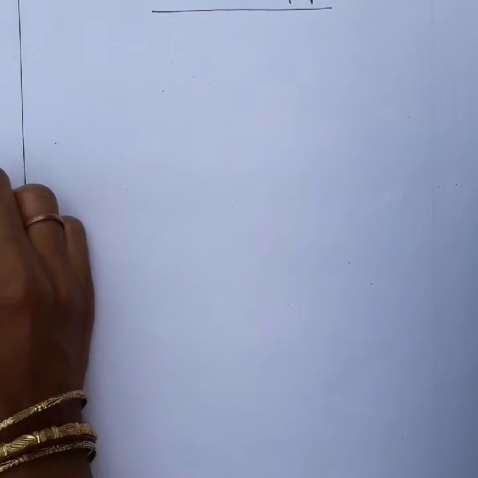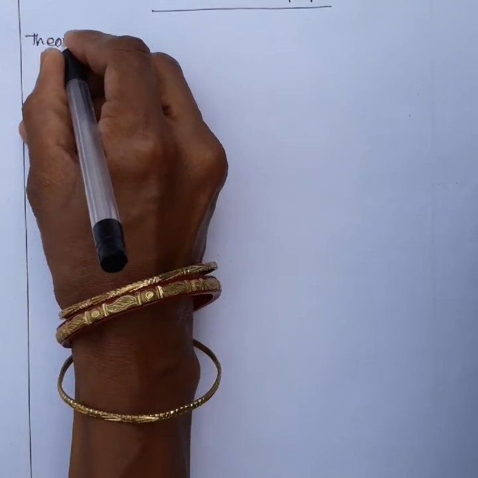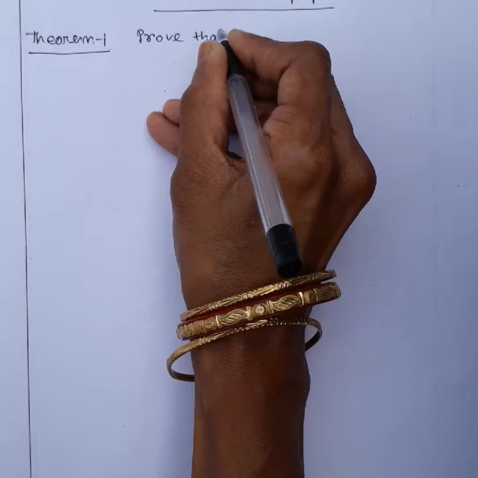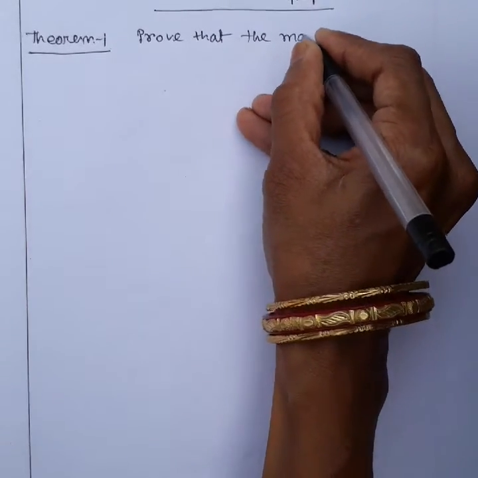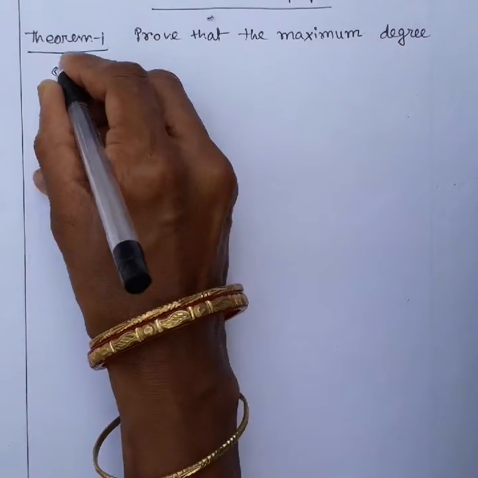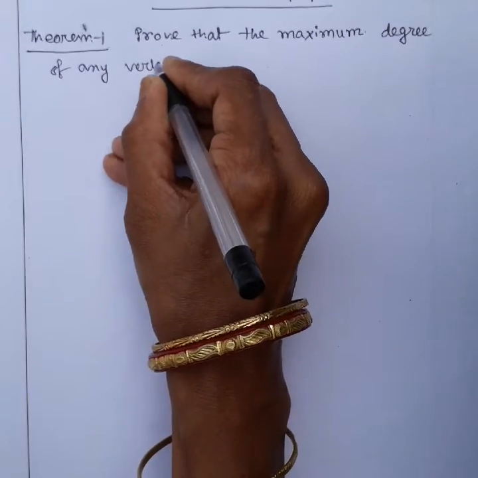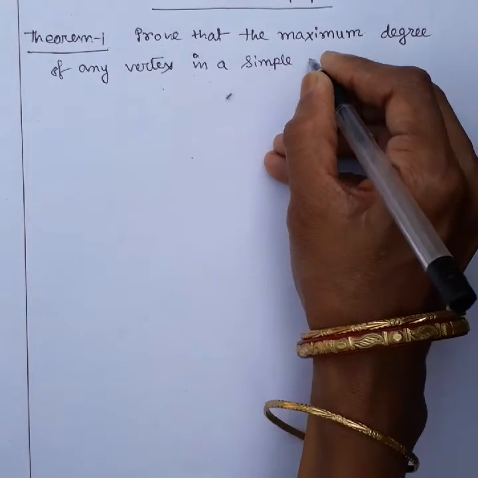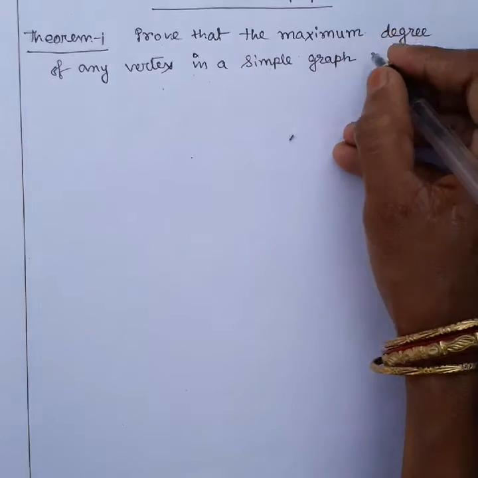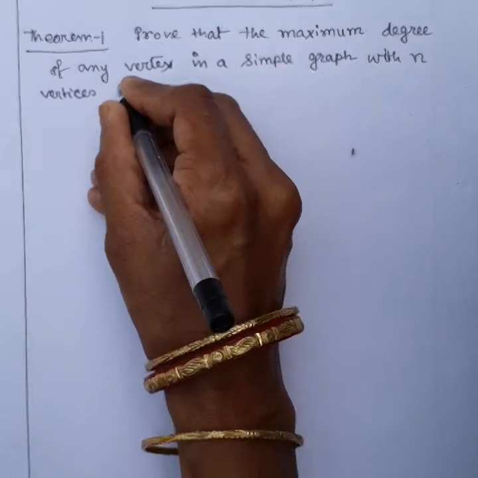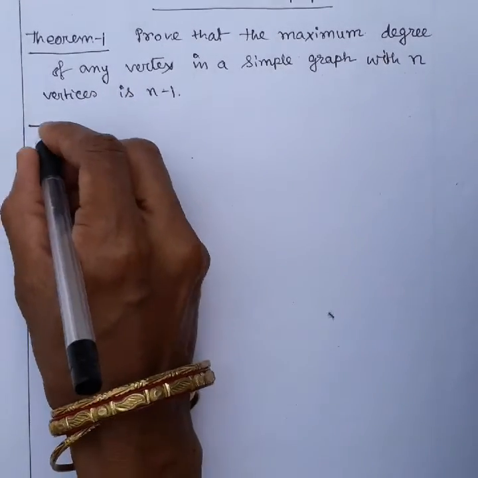Today I discuss theorems on graphs. Our first theorem is: prove that the maximum degree of any vertex in a simple graph with n vertices is n minus 1.